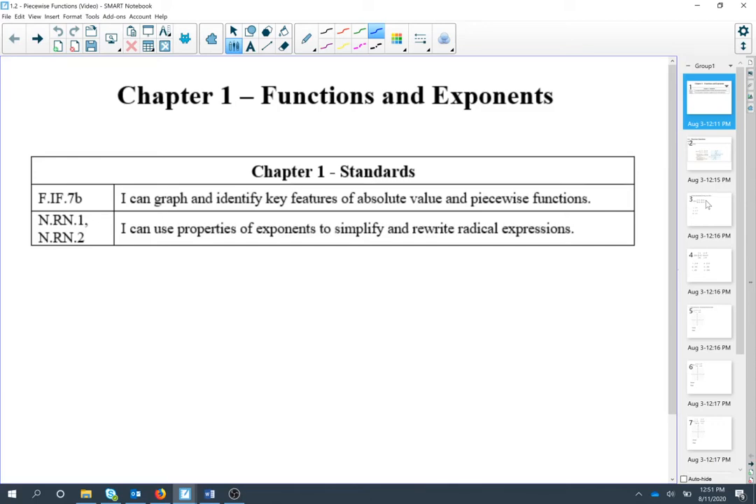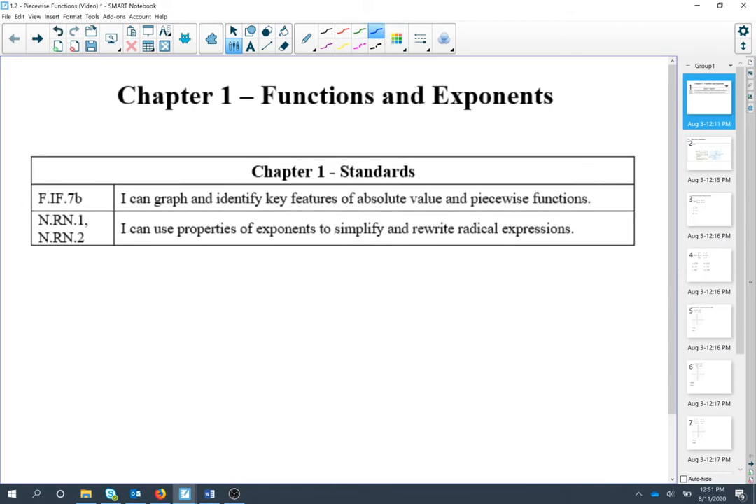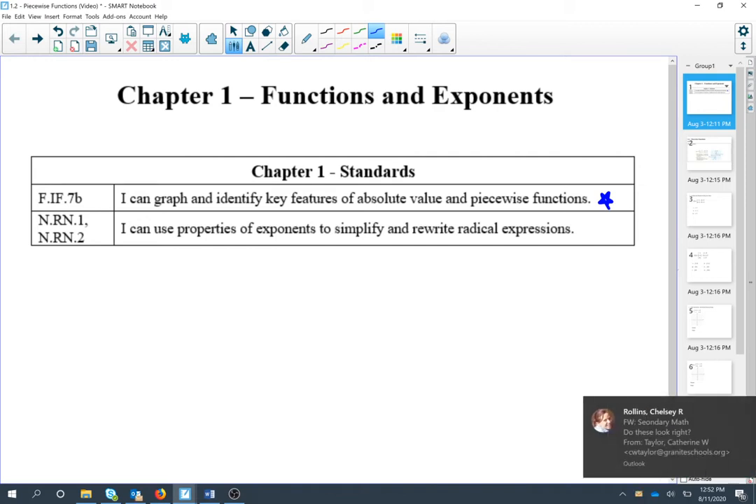Okay, everybody, welcome back, and we're going to move on to 1.2. Just to do a little recap of where we're at, we are still going to be on this first standard in our chapter, which is I can graph and identify key features. We've already done the absolute value functions. Section 1.1 is about as complicated as that's going to get. So for 1.2, we're going to move on to the piecewise functions.